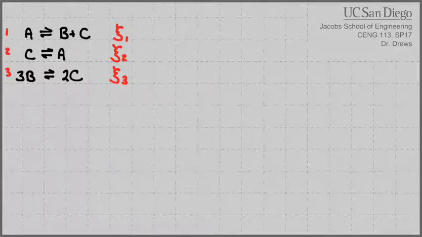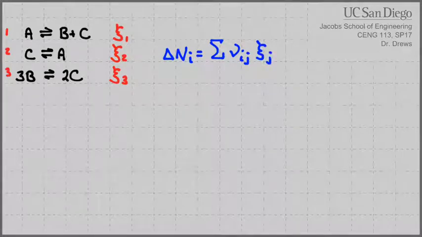If we wanted to know how any of these moles change, we would say that the change in moles of species I is equal to the sum of the stoichiometric coefficients of species I in reaction J multiplied by the extent of reaction for reaction J. So J here is how many reactions you have. They run from 1 to Q; your book uses the letter Q for the total number of reactions. So in this case, Q is 3. You can call it whatever you want.